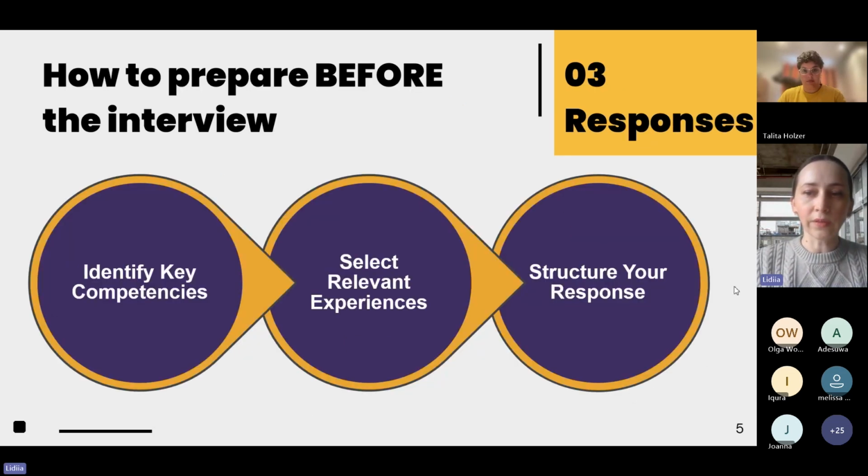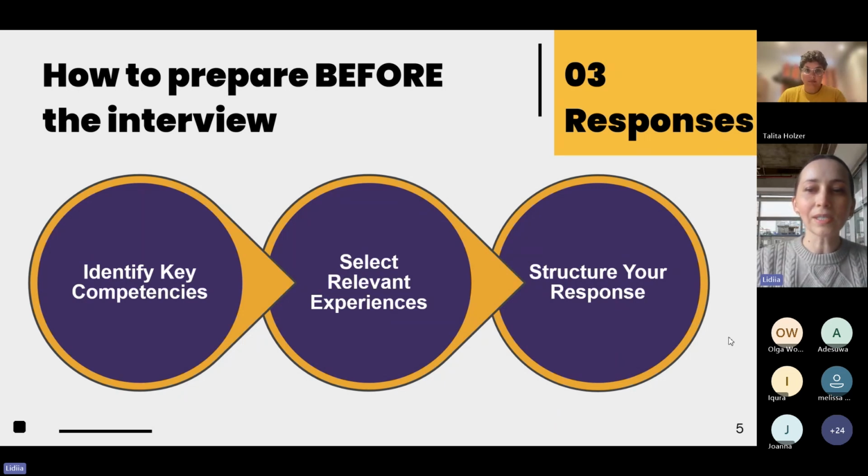So how to construct the STAR responses? First of all, you need to identify the key competencies. You need to review the job description and identify the skills and experiences the employer is seeking. This will help you predict some of the questions you may be asked during the interview. For example, if one of the key competencies in the job description is project management, it is likely that you will be asked about a time that you had to manage a large project or a situation where you faced tight deadlines on a project, and other similar questions.